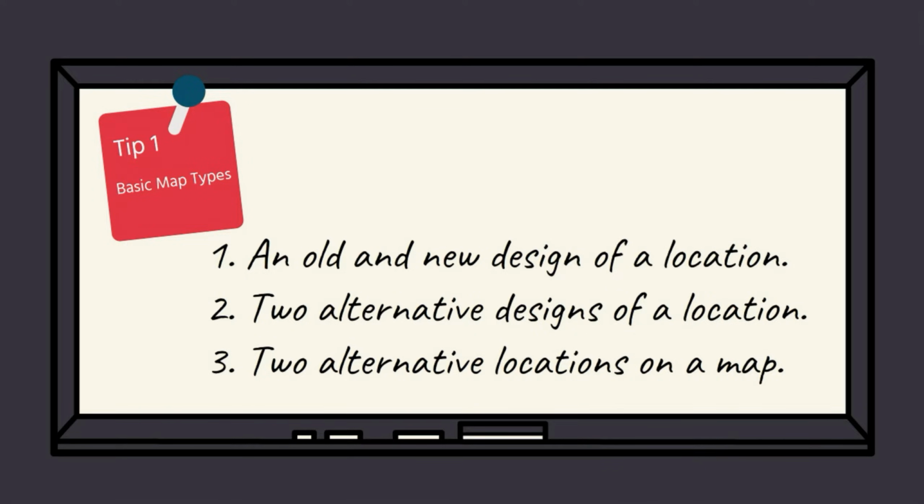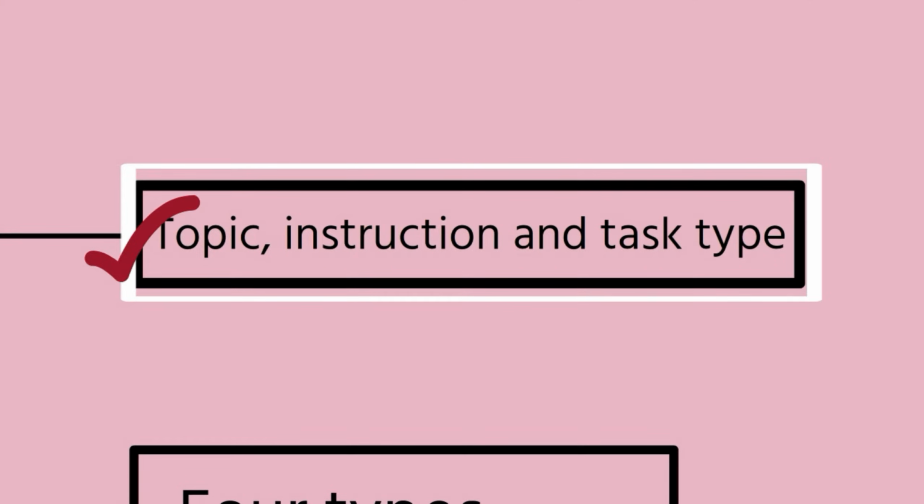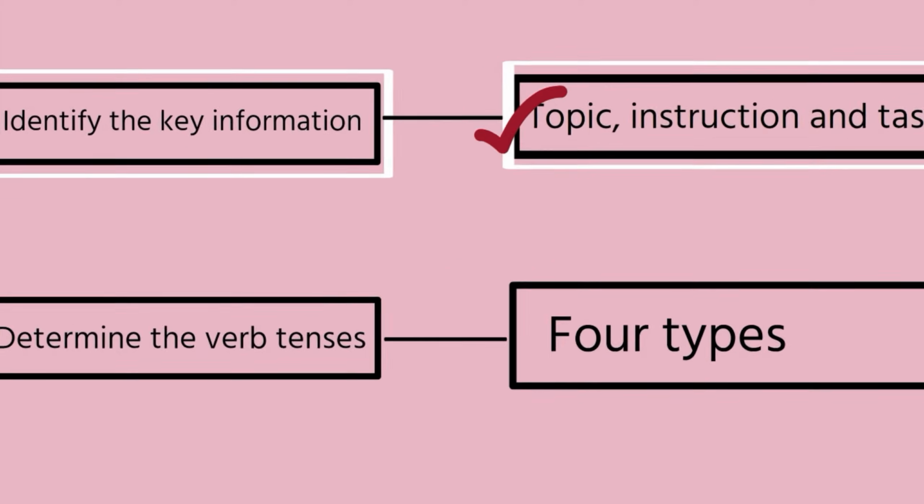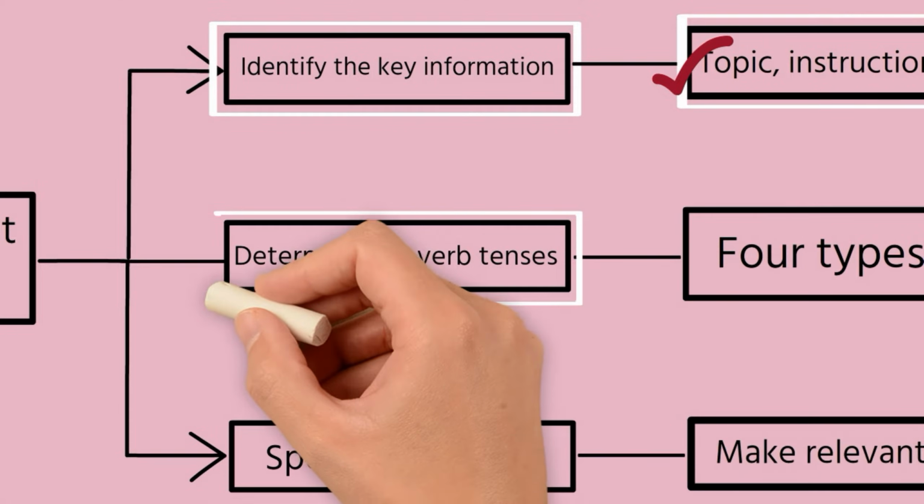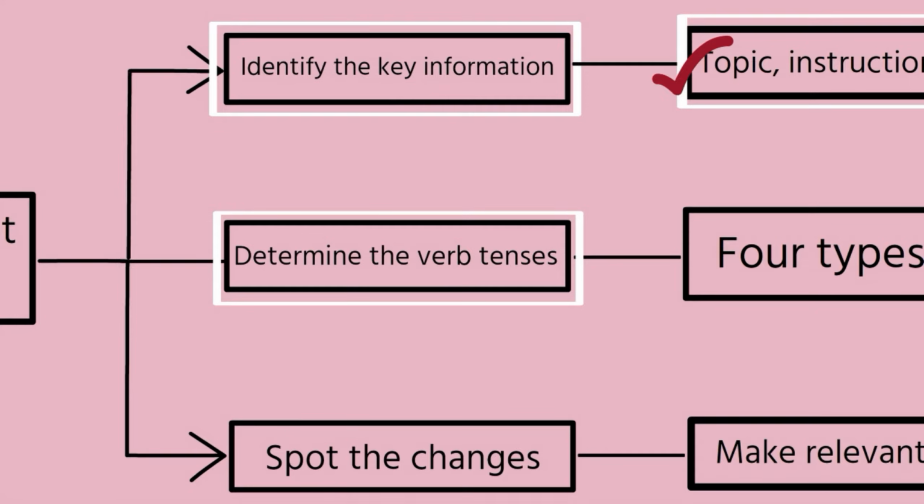Obviously, our practice test falls into type 1, the most common type. If your preparation time is limited, focus on practicing this type. Now all the key information is checked. Step 2, determine the verb tenses. Before this step, I want to share tip 2 with you.